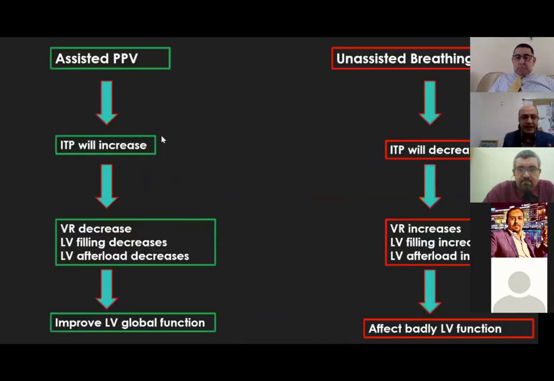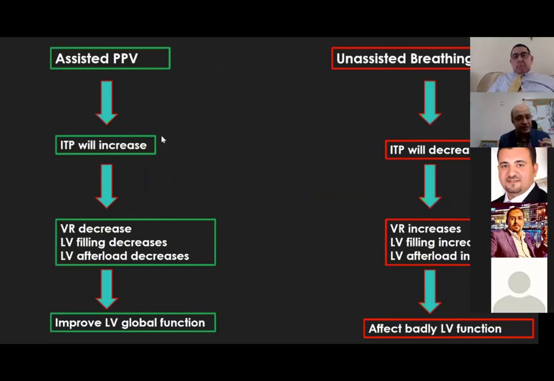But what I want to say is, when you have assisted mechanical ventilation, positive pressure ventilation, the intrathoracic pressure is increased. This will reduce the venous return, decrease the left ventricle filling pressure, and decrease the afterload. So this is the main mechanism for the pulmonary edema to respond.